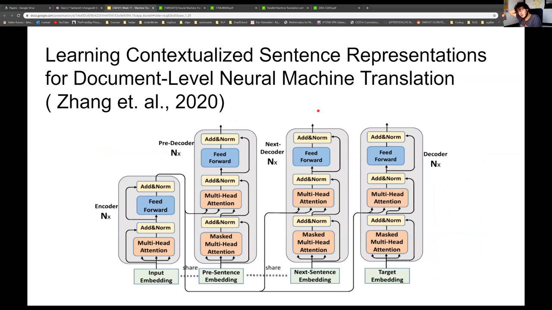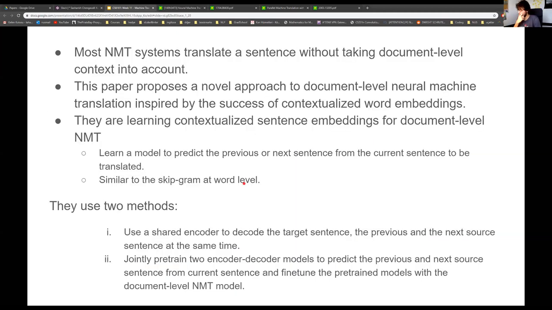Yeah, so this is the last paper I wanted to introduce as well. When we think about neural machine translation, we mostly think about just mapping a source sentence to a target sentence, right? Just sentence translation. But there's actually also an area for document translation, and it's a whole other problem that is not solved by just solving this first problem. Most neural machine translation systems translate a sentence without taking the document-level context. What this paper does is propose a novel approach, inspired by the success of contextualized word embeddings. They're learning contextualized sentence embeddings for document-level neural machine translation.